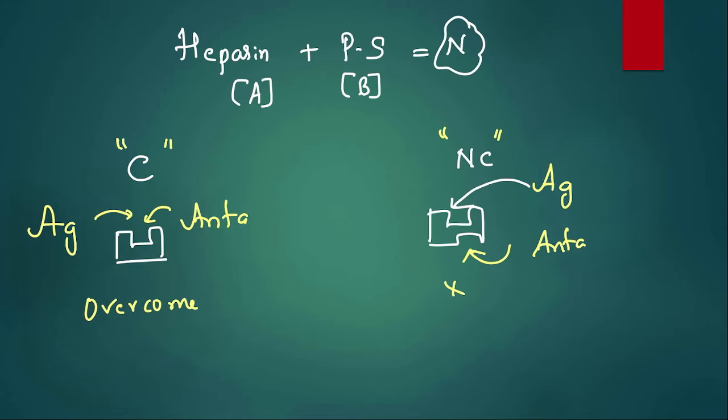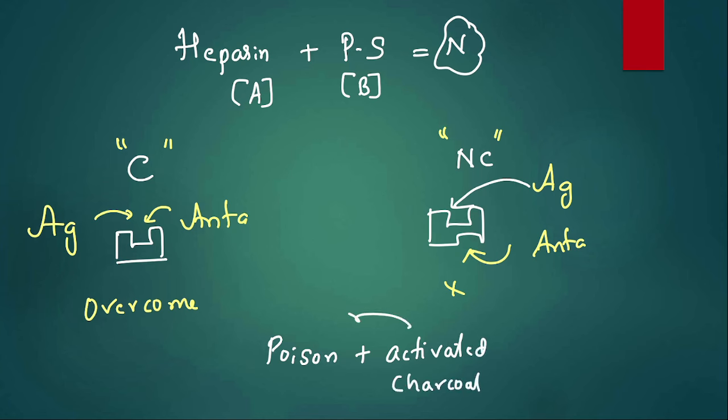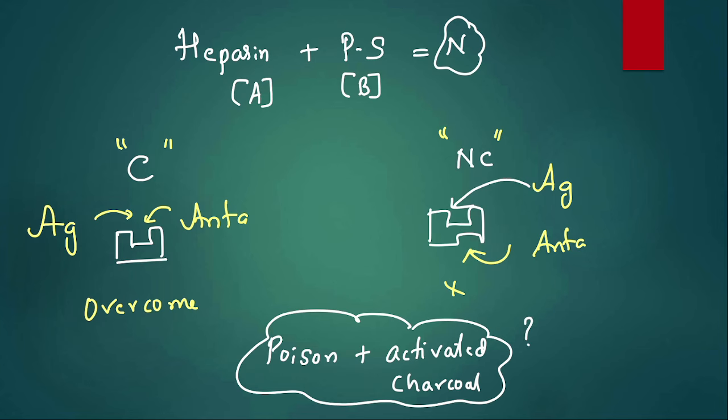Right. Now you tell me one more. Suppose somebody had taken poison and we use a universal antidote called activated charcoal. Tell me what antagonism this is. What do we call this antagonism? Try to answer it.